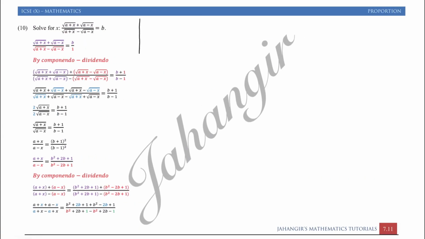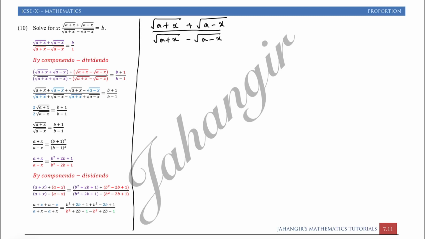Next question, again same pattern. Here we have to find the value of x. So we have root of a plus x plus root of a minus x whole upon root of a plus x minus root of a minus x, that is equal to b upon 1. Now we have same term in numerator and denominator, so we will write by componendo and dividendo.